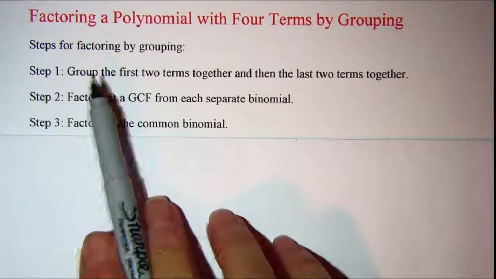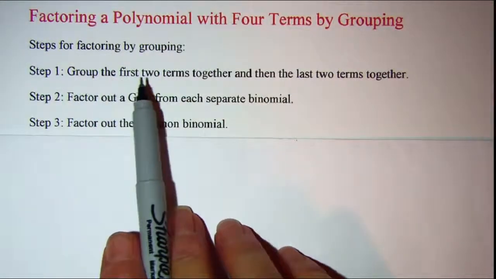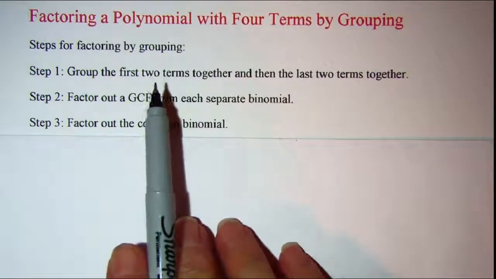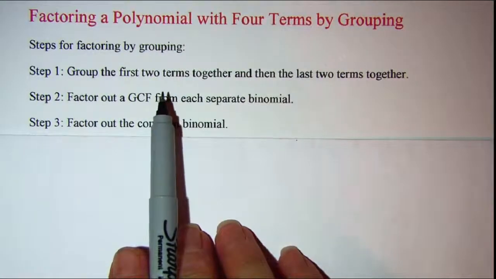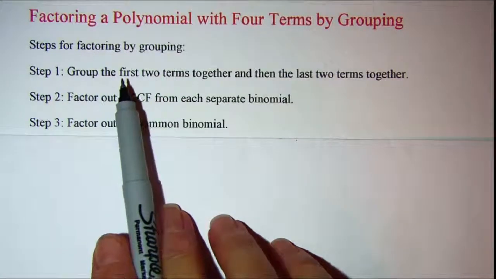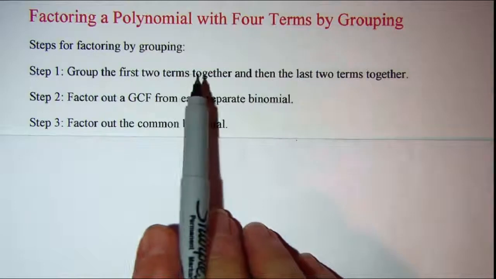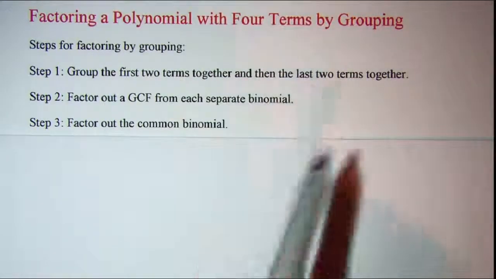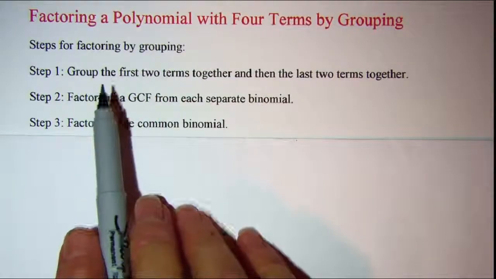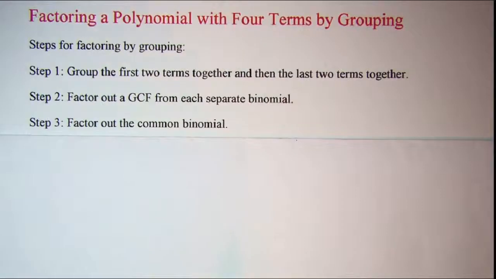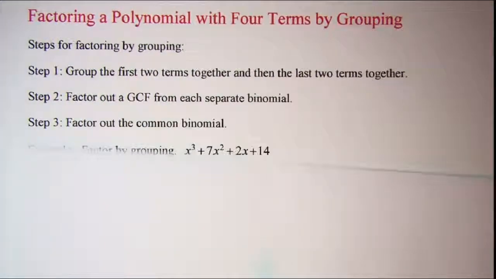Now sometimes if you group the first 2 together and the last 2 together and that doesn't work, you might want to try grouping in another way. For example, sometimes grouping the first 3 terms together and leaving the last term separate may help. But usually try this first, group the first 2 terms together and then the last 2 together.